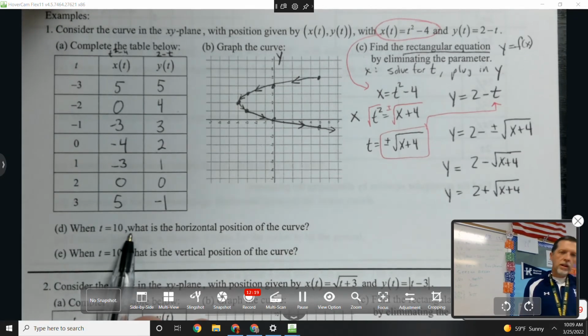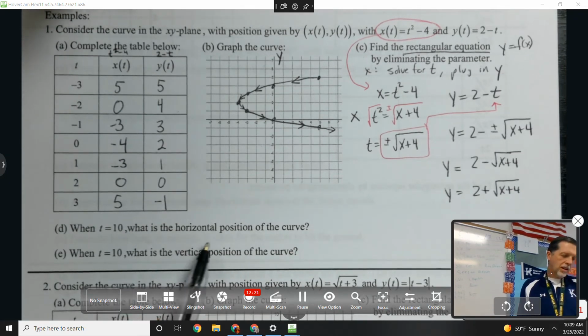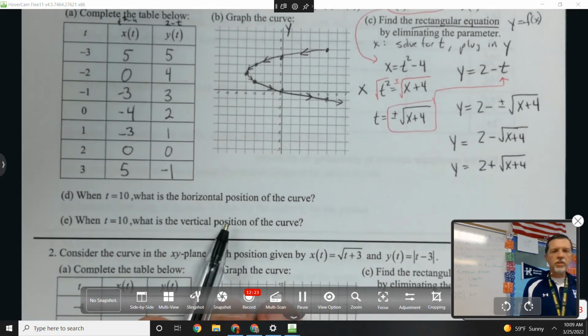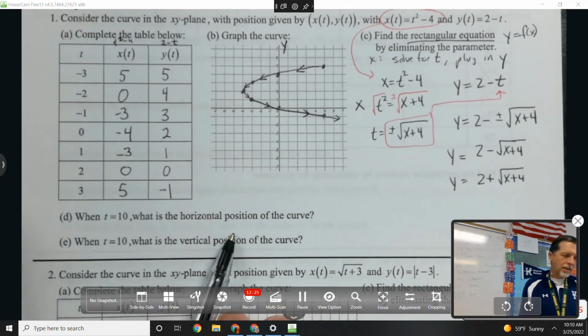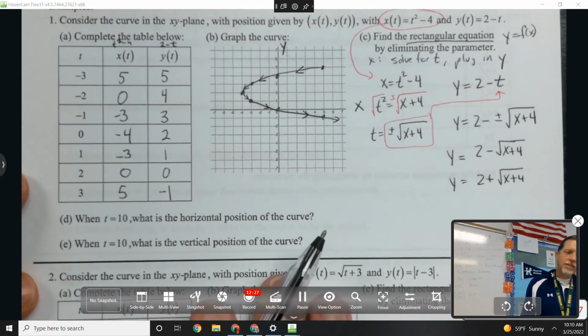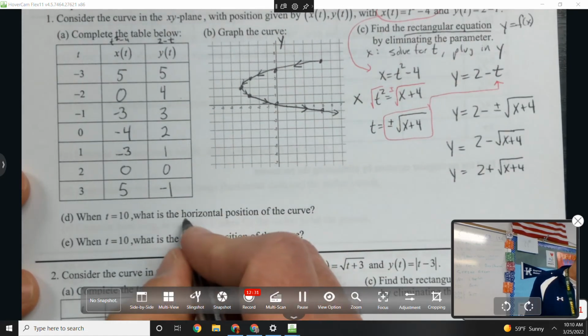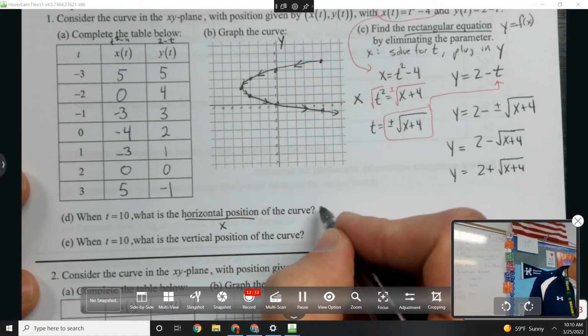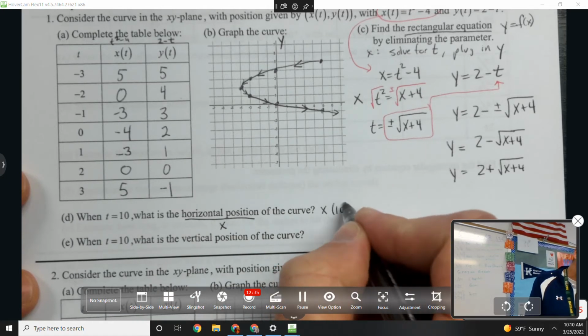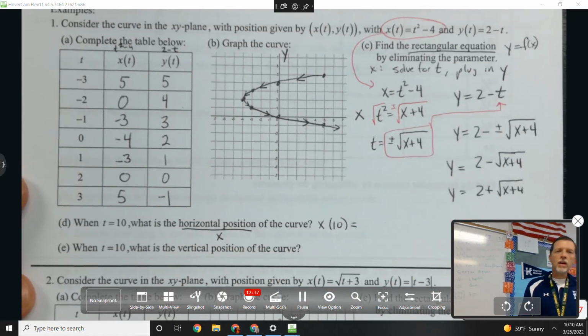Part D. When t equals 10, what is the horizontal position of the curve? So how am I going to answer that? That's all it's asking. Horizontal is x. So this just means x when t is 10.